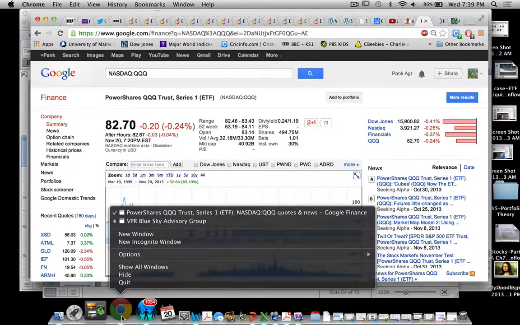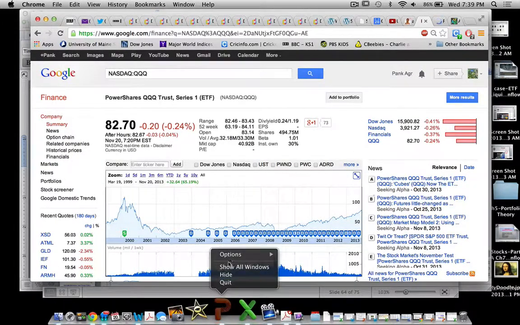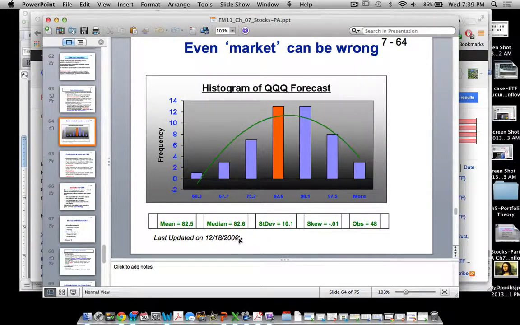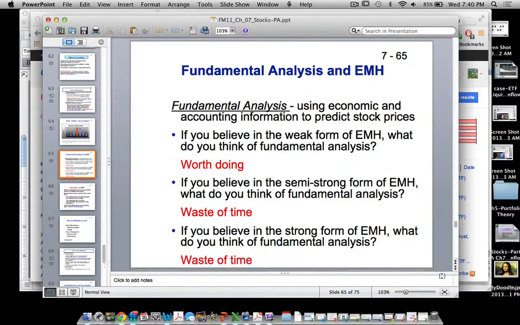Isn't that interesting? I mean, history is sort of interesting. And this is unscripted, as you know. The most interesting parts of these lectures are unscripted. There you go. So this is 12/2000. The market thinks it'll be between 60 bucks to 100 bucks. And of course, that was not the case. Observations 48. Mean, median, all that there. All right, enough. So you can read through this. I've given you enough background on this. You should check it out.